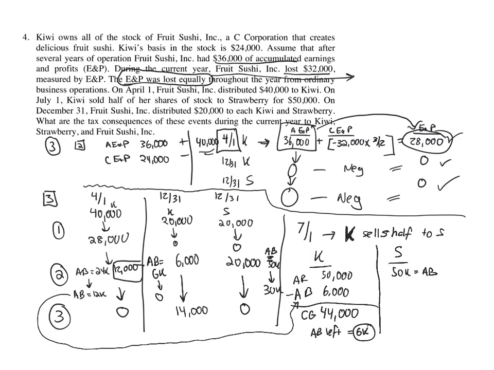28 plus 32 is 60. 60 from 30 is 24. So it's negative $24,000 of accumulated E&P going forward next year. If we do this with problem 4, I'm just going to go through. I'm going to change around these numbers for simplicity.